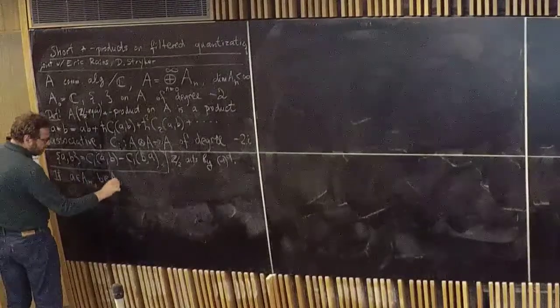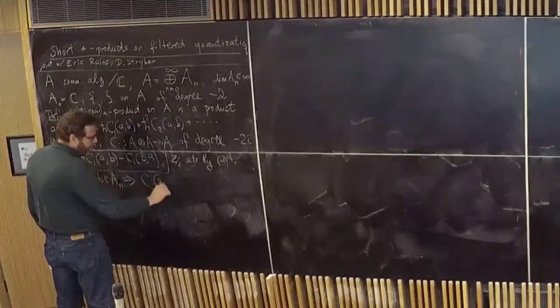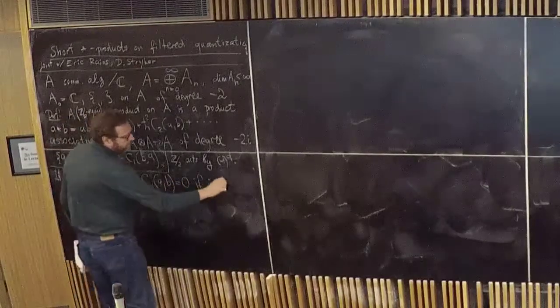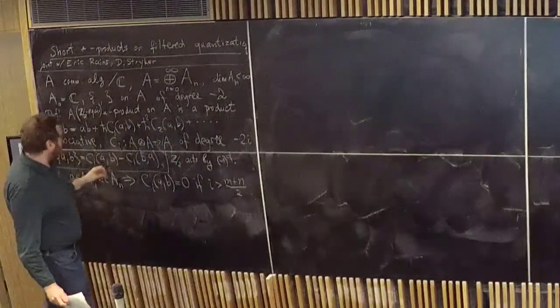Now I should say that this is an infinite series, but of course if we take A of degree m, and B of degree, let's say, n, then C_i of A, B has to vanish if i is bigger than (m plus n) over 2, just because of this condition. For this reason, this series is infinite, but for every particular elements A and B, it actually terminates. And for this reason, we can rescale h bar without any trouble and set it to be equal to 1. So I'm going to make an assumption that h bar equals 1 in this talk, and I don't have to write it.